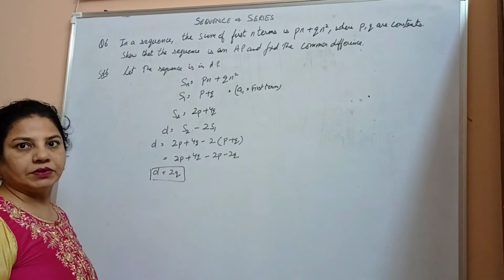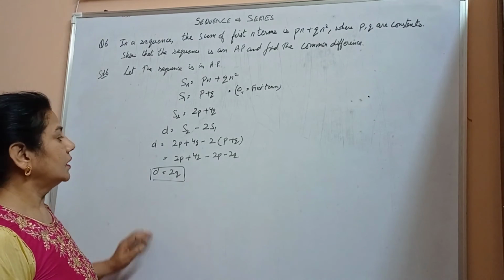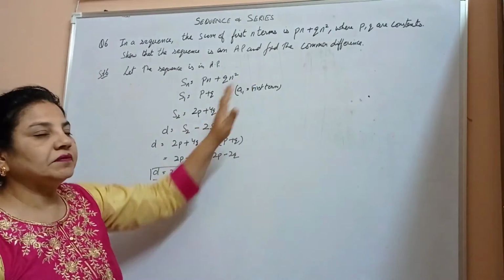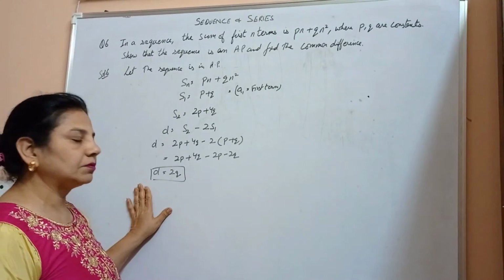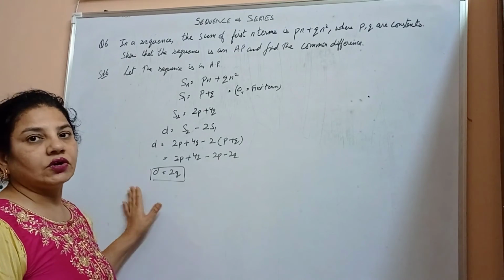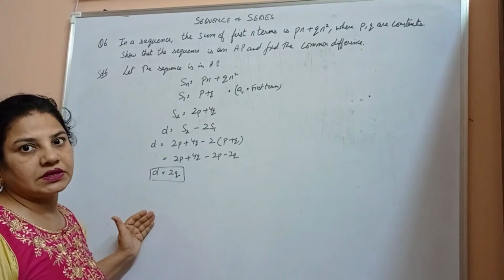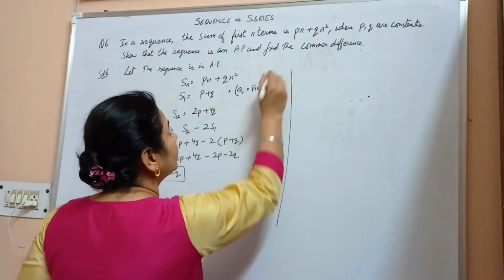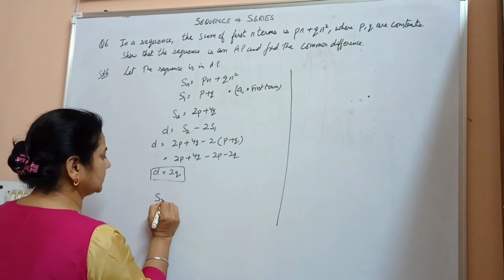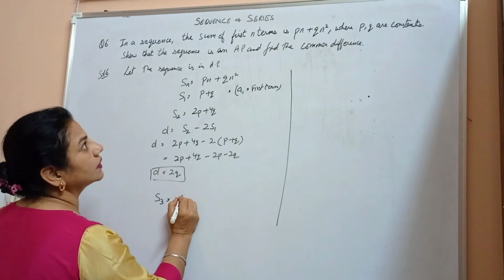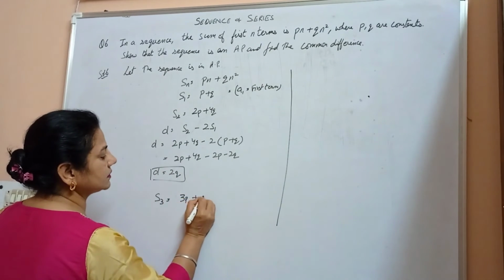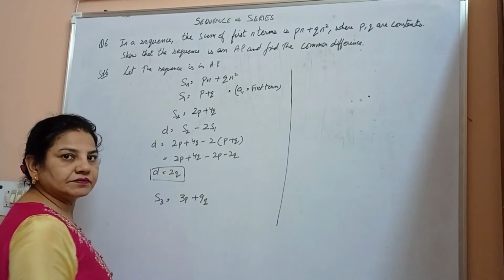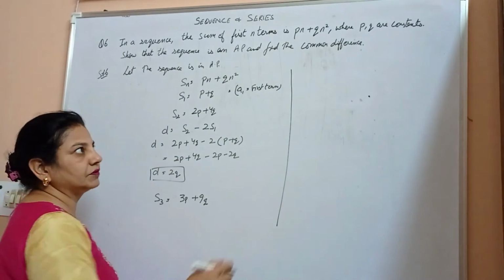We have calculated the common difference that we had to find. Now we verify whether the sequence is in AP or not. For that, the sum of three terms S3 is equal to 3P plus 9Q. Now let us verify this with the formula for the sum of three terms.